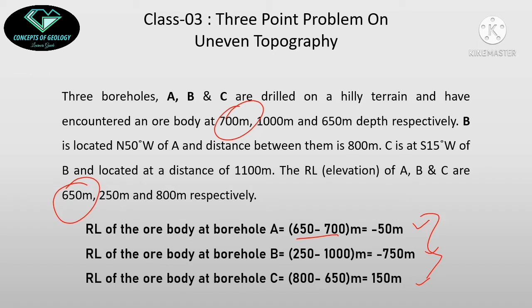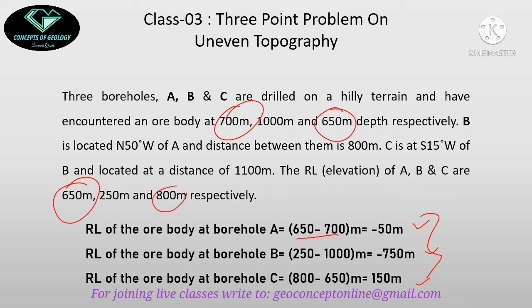Because C has a depth of 650 meter and the elevation of the topography is 800 meter, so 800 minus 650 will be positive 150 meter. So from these negative and positive values we can anticipate that borehole C has encountered the ore body above the datum plane, while boreholes A and B have punctured the datum plane and encountered the ore body below the datum plane. That's why their RL values are coming negative.